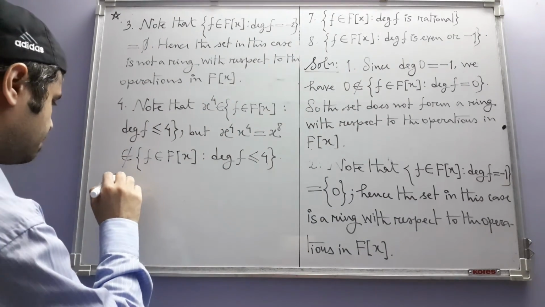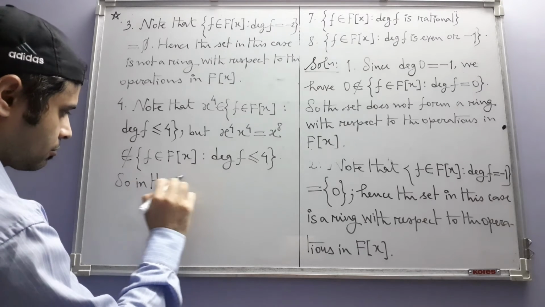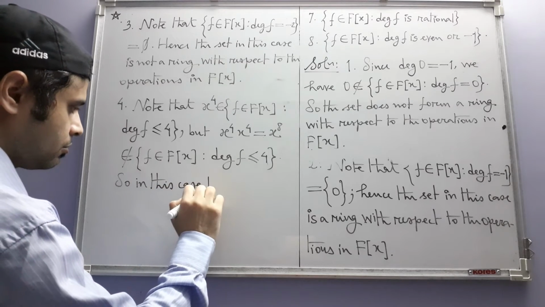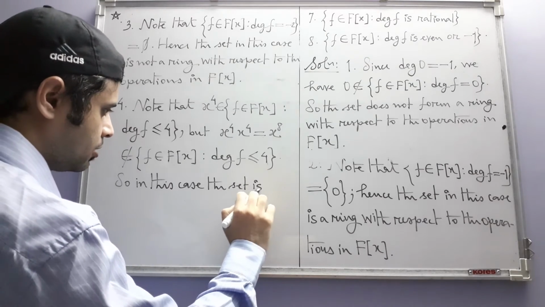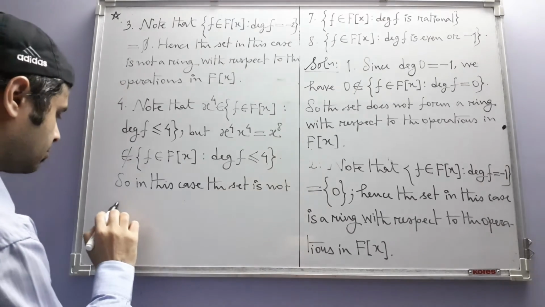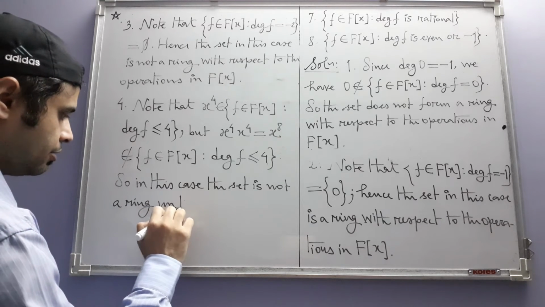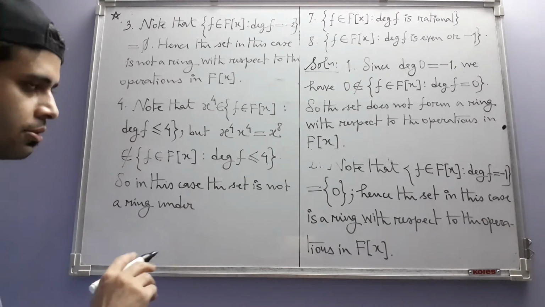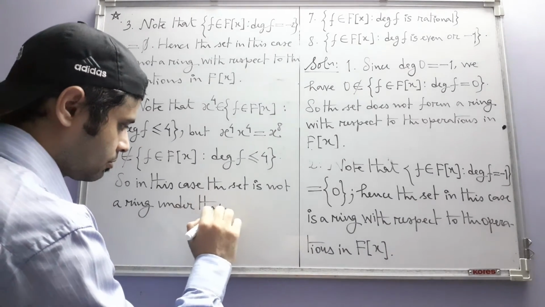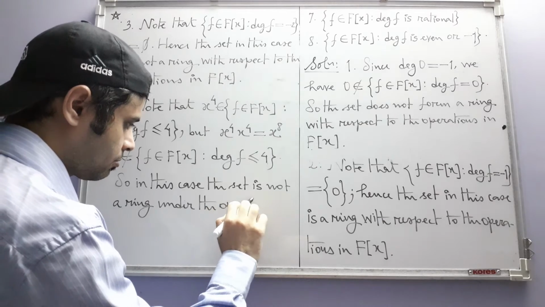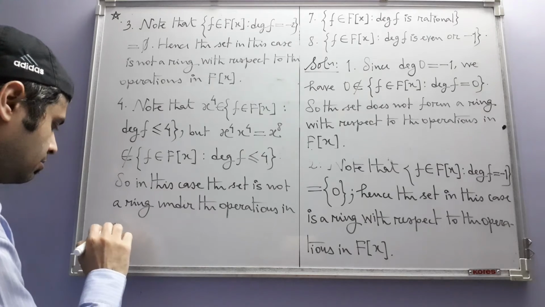So in this case the set is not a ring. Under, you can write with respect to or under, they mean the same thing. Under the operations in F[x].